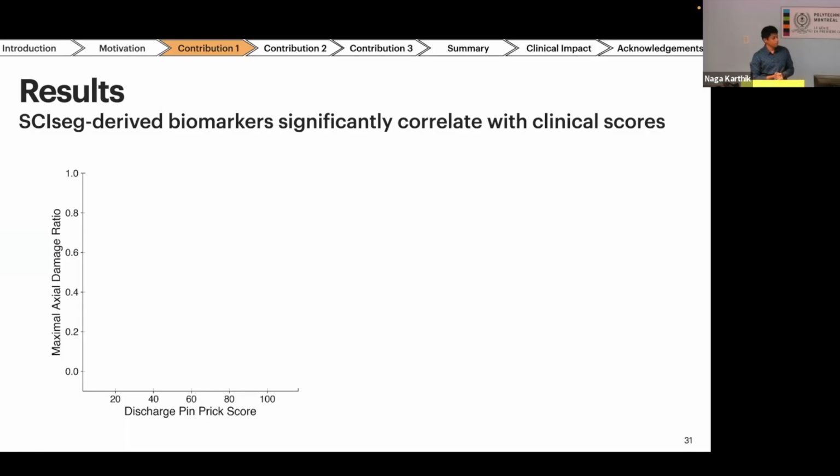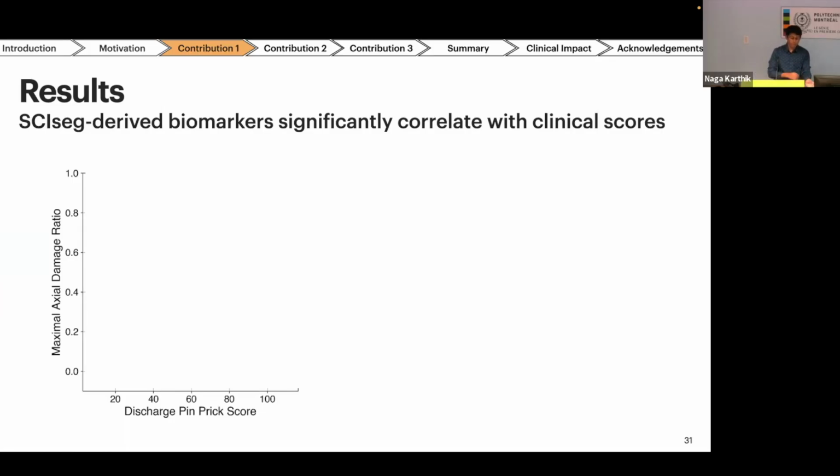So pinprick score is a score that measures a patient's neurological status after the injury. The higher the pinprick score, the better the sensory function of the patient. So ideally, higher means that they are recovering better.